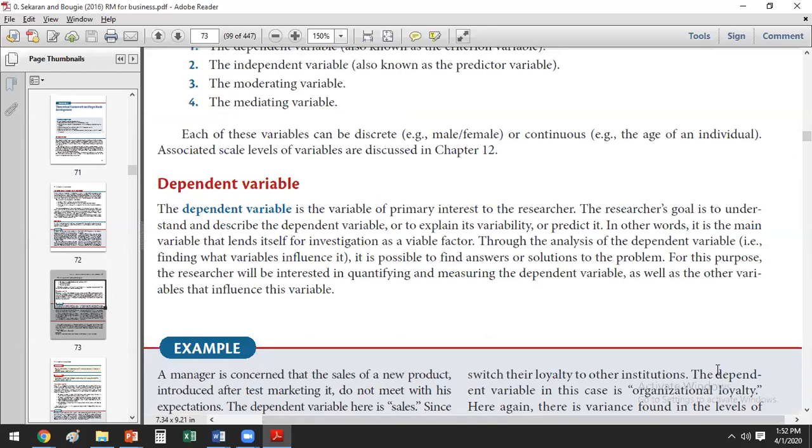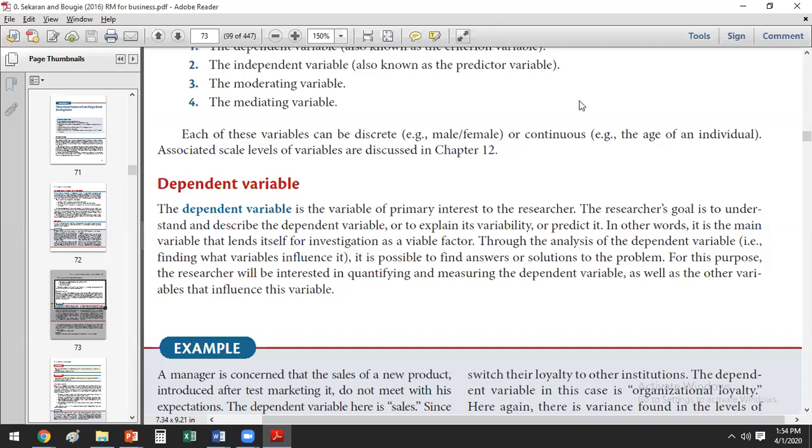Because the researcher's goal is to understand and describe the dependent variable and to explain its variability or predict it. Because the researcher is interested in explaining this variable. Explaining this variable means they want to explain its response, or predict it in the future. For example, performance, like Nimra told us, student learning. So through research we will be taking out the result of the dependent variable, that will be student learning. We will be predicting how student learning will be through different data of facility and environment. Okay?